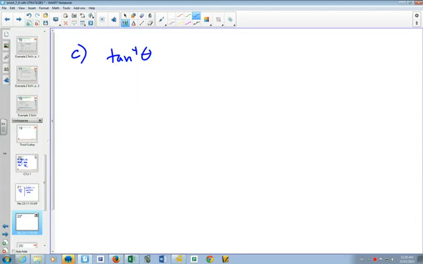Okay. The left-hand side is going to be tan to the power 4 minus secant to the power 4 theta. This is what we want to prove. This is the medium one. And negative tan squared theta minus secant squared theta. That would be on the right-hand side.